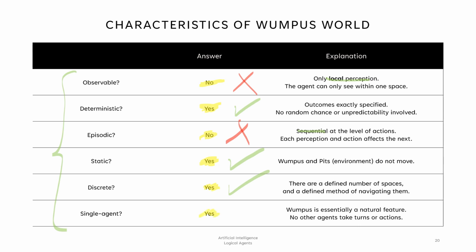The KB agent, the explorer, if you will, is the only one interacting with the environment. The Wumpus, if it was a part of the environment and it moved in a sequential or normative pattern, would be not static but still single agent. But you could have a case where the Wumpus is another KB agent, for instance, with its own goals to try to hunt down the explorer. And in that case, it would be multiple agent, but no other agents take turns or actions.